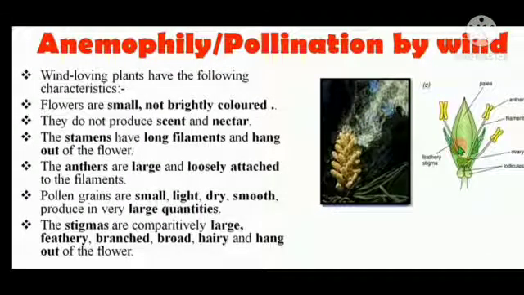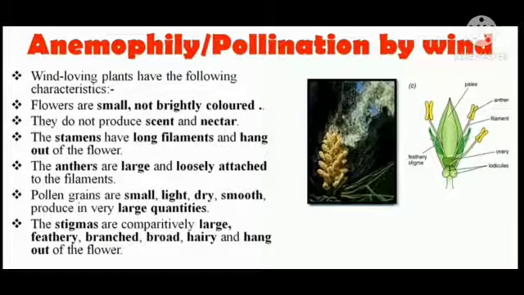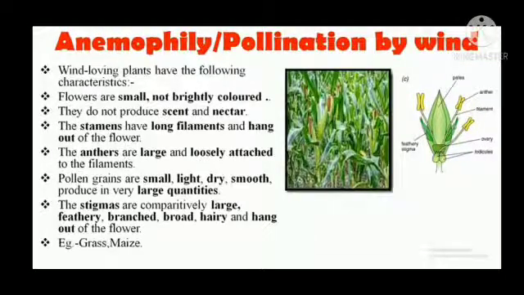Why are pollen grains produced in large quantities? Because most of them are wasted on the way before they reach the female flower. Now next, the stigmas are comparatively large, feathery, branched, broad, hairy and hang out of the flower. And examples of anemophilous plants are maize, bamboo, pine, etc.